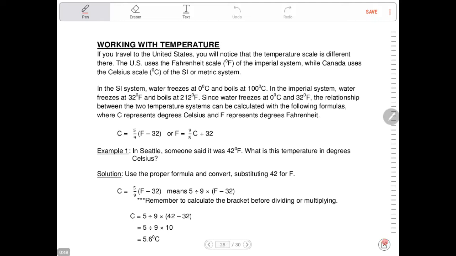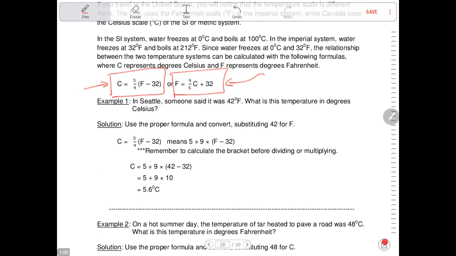And these are the formulas that you will use to go between, okay? Of course, this one solves for Celsius and this one here solves for Fahrenheit. I wouldn't say anything here is overly tricky. It's just about calculating in the proper way, or according to BEDMAS.